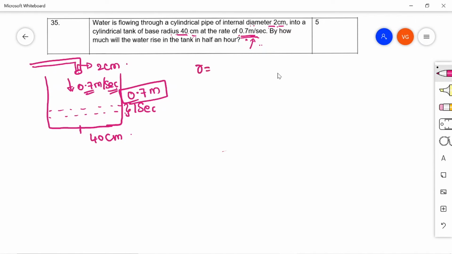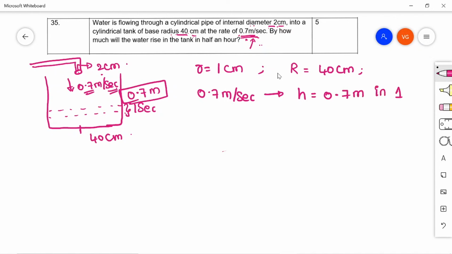So the radius of the pipe, you are given with the diameter, so I am taking it as radius 1 centimeter, small r. So capital R, radius of the tank, circular tank, right? That is a cylindrical tank, so the base is a circle. So that is given as 40 centimeter. Then the speed at which the water is flowing is 0.7 meter per second. In the sense, the height raised in the water tank is 0.7 meters in 1 second.